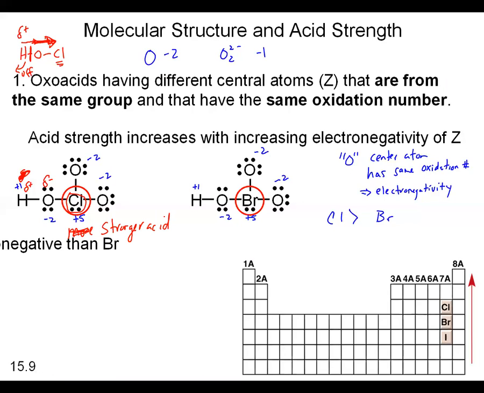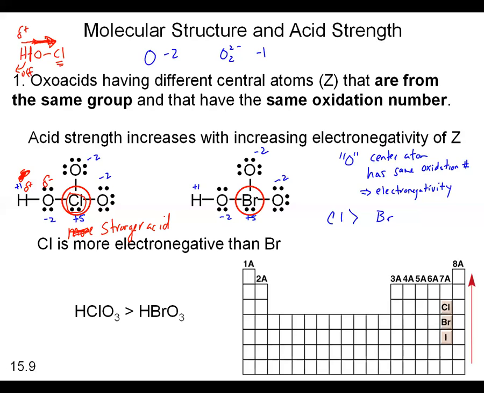Any questions on that? So one type of acid that contains oxygen, everybody's got the same on the outside, different center atom, but that center atom has the same oxidation number. The way you determine which one is stronger is to look at electronegativity. The more electronegative the center atom is, the stronger the acid would be, because again, it's going to weaken that OH bond and allow that H to come off easier.